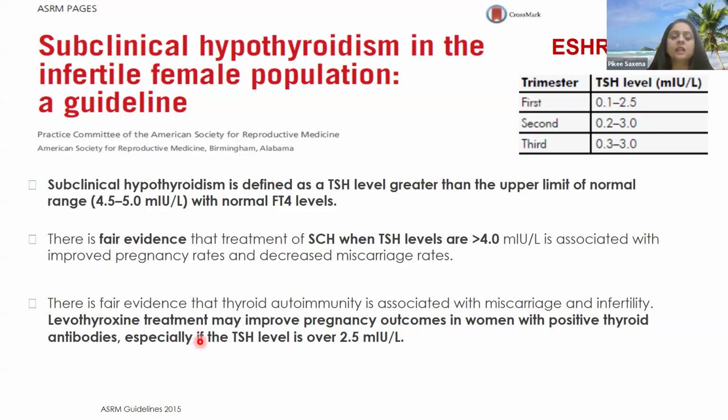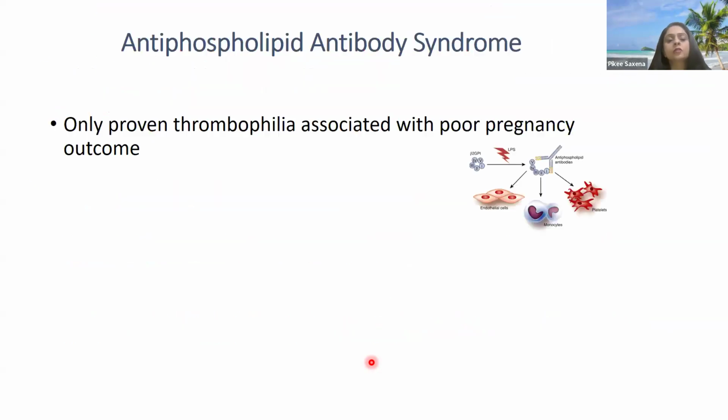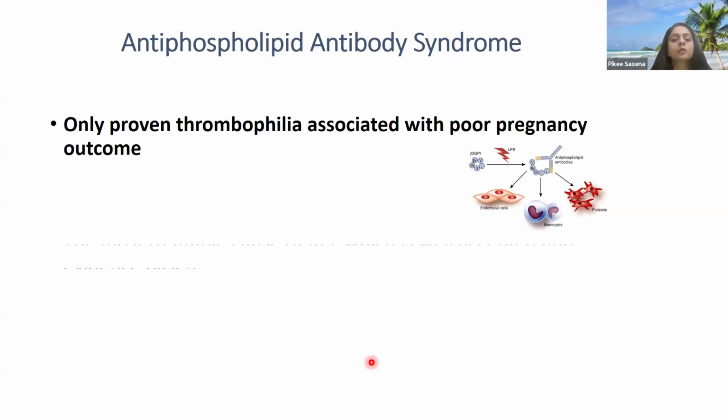And it has been seen that if the woman has antithyroid antibodies positive and her TSH level is above 2.5, it is better to treat these women, because for infertility patients and RPL patients, it is recommended that they should be treated. APLA syndrome, antiphospholipid antibody syndrome, is the only proven thrombophilia which is associated with poor pregnancy outcome.